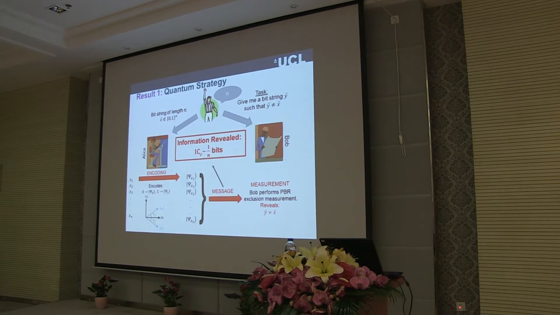Now, what we show is that in this setting, the information revealed is 1 over n bits. That's because of this relationship between n and theta. N gives us theta, and theta immediately gives us the information revealed. So when one does the calculation, one finds that the information revealed is like 1 over n.